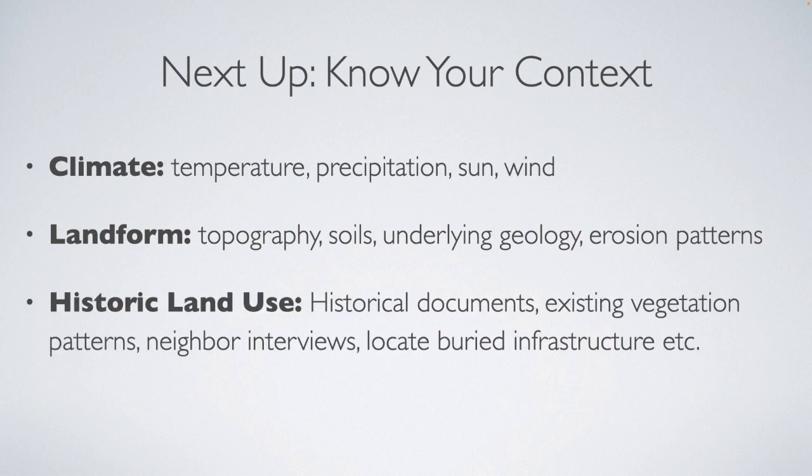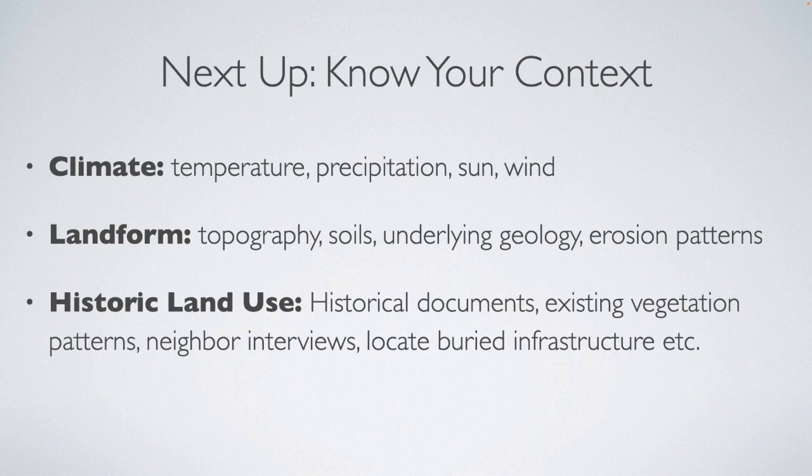You want to know your historical land use factors. So these are things like historical documents that document the chain of ownership or tenure or usurpation or habitation. Existing vegetation patterns are also very helpful to catalog. By cataloging the existing flora on site, you can actually get a picture of what the land is currently capable of supporting and what it might be moving towards.